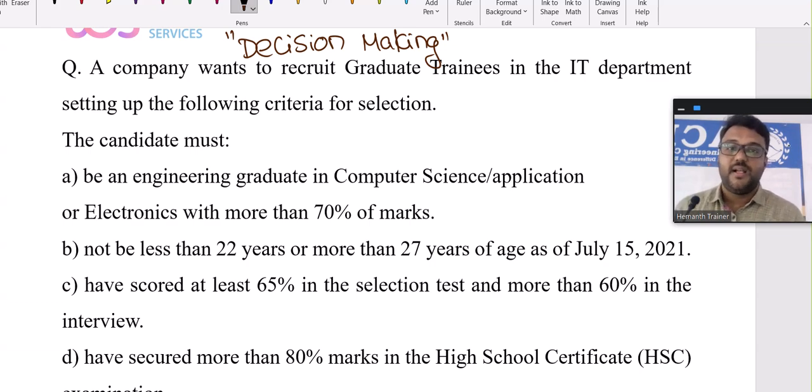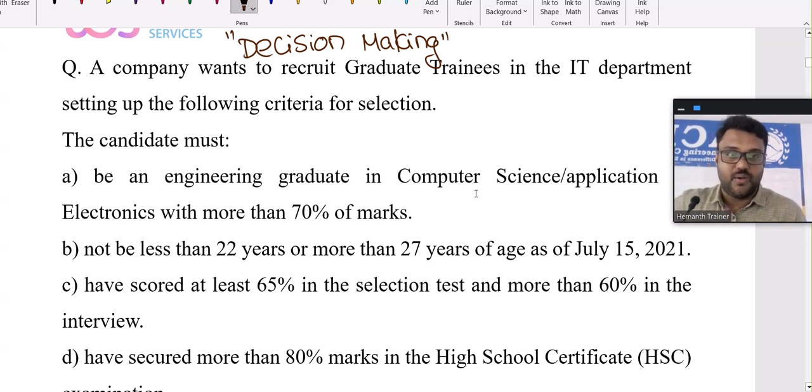This is regarding recruiting a graduate trainee in the IT department. They've given some conditions. If all are satisfied, then they're going to select that candidate, or they won't select if any condition is missing. What are the conditions here? 4 conditions. First one, must be an engineering graduate in computer science or its applications, like IoT, IT, AML, data science and all. Next, electronics also, with more than 70% of the marks.